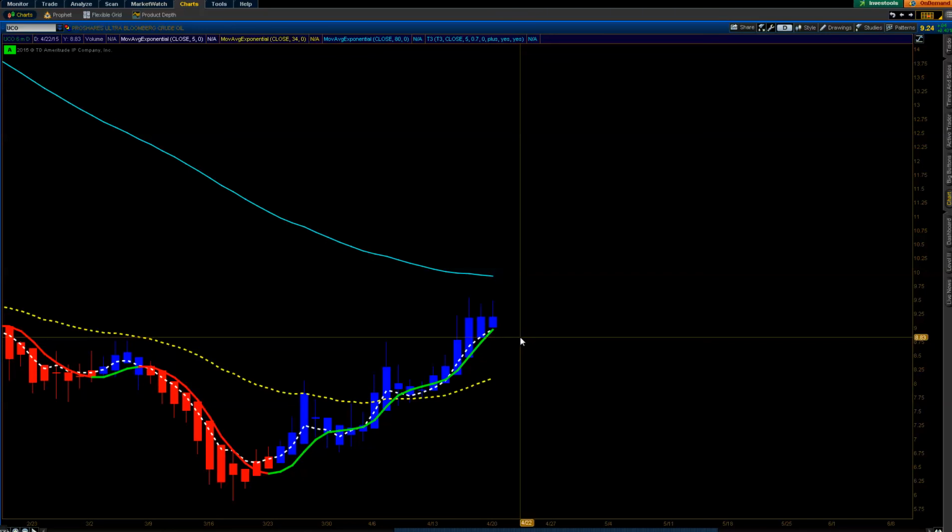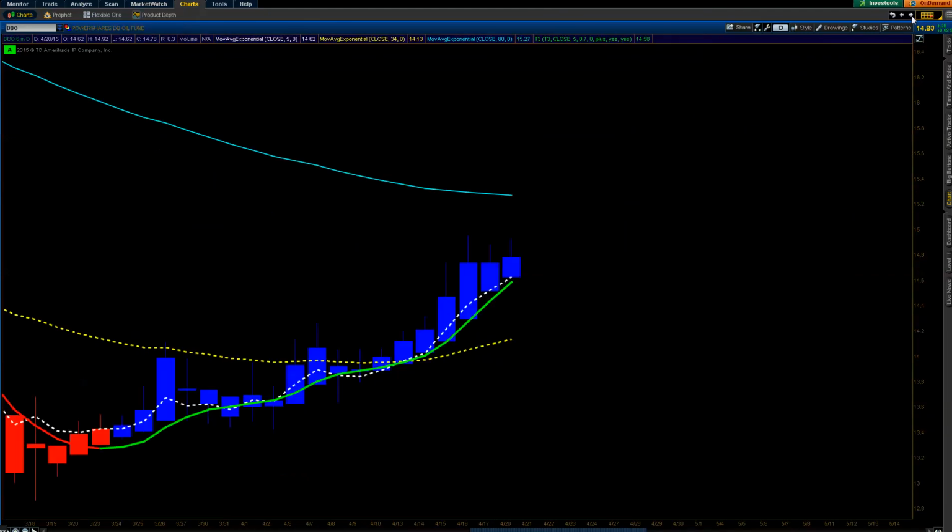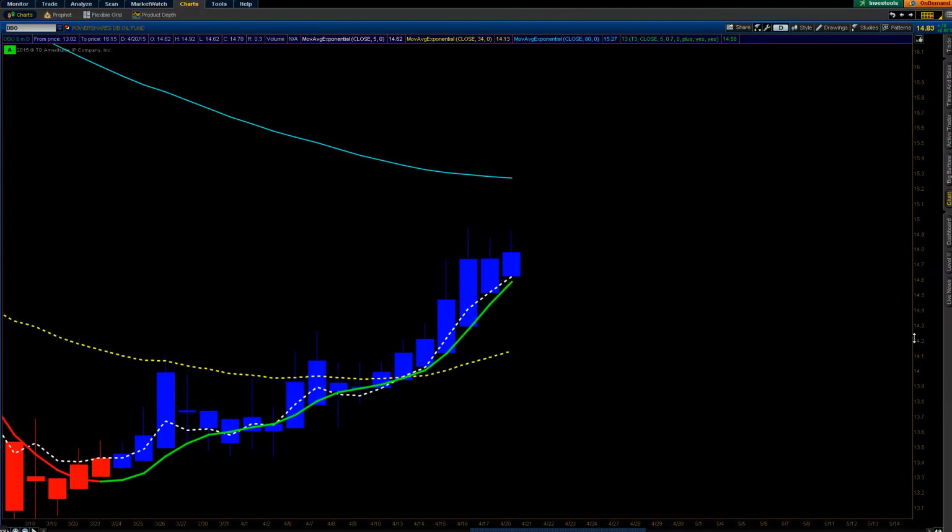Here we are at DBO, ProShares of the oil funds, looking like we have a similar pattern here as we've seen a couple updates on the oil funds. Crossover here, waiting for an entry. We'll be looking for a pullback on a smaller time frame, 100-tick range chart, 50-tick range chart, trying to get this all in unison to the upside.